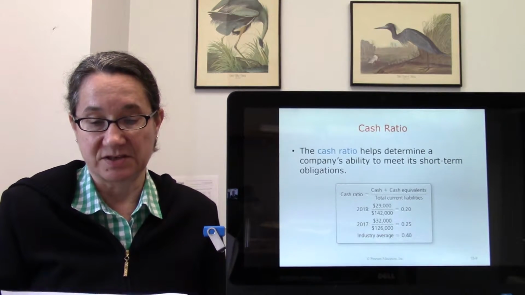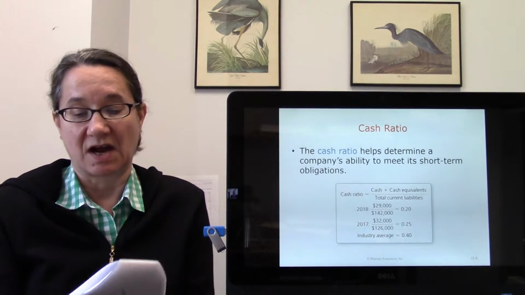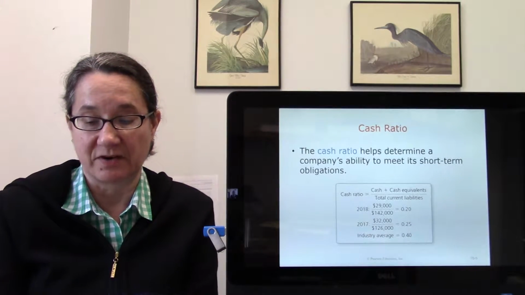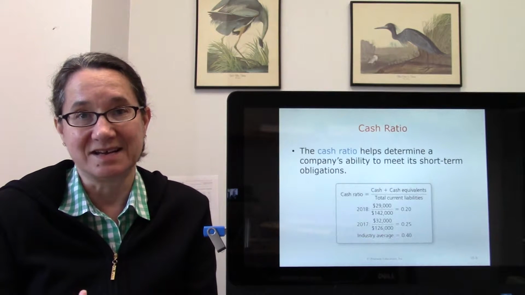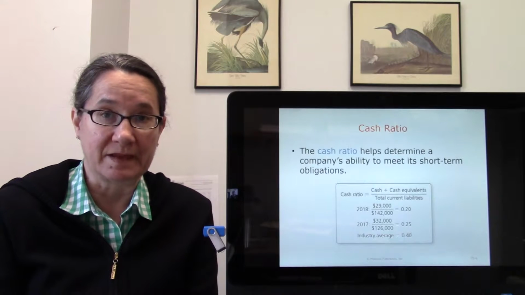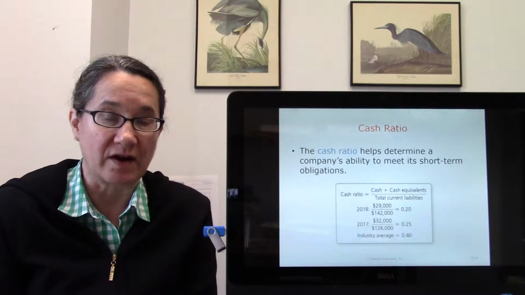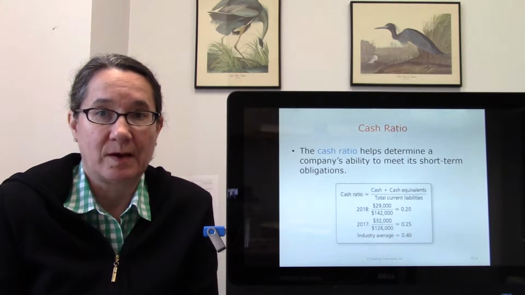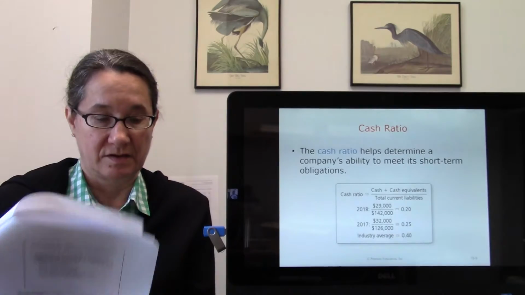Notice that the cash ratio includes cash and cash equivalents. As a reminder, cash equivalents are highly liquid investments that can be converted into cash in 3 months or less. So things like prepaid rent are not really liquid, but investments in stock that's traded on the stock exchange, you could sell that right away. So that would be liquid. All right.